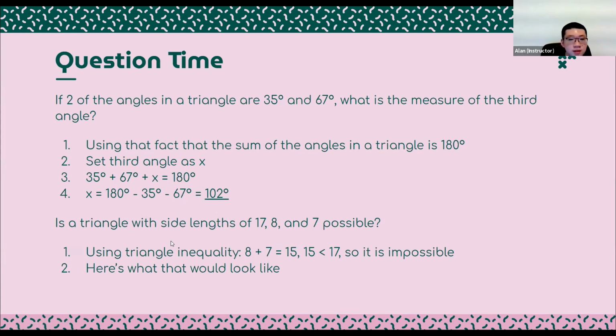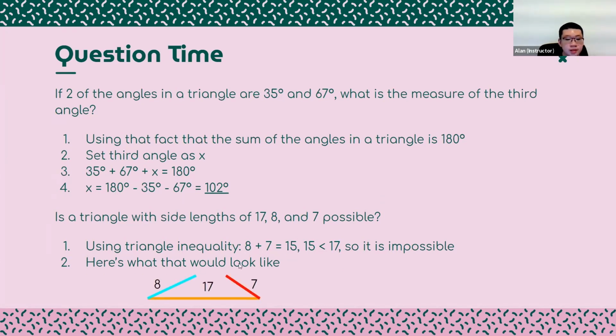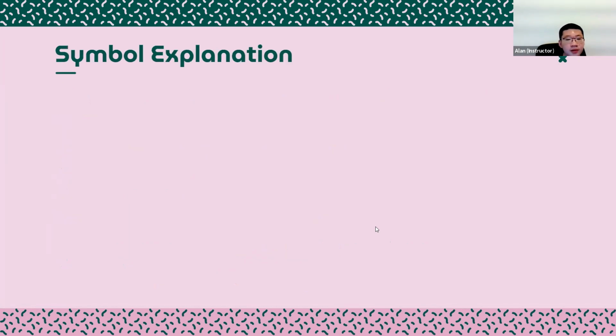And for the second one, you can just apply the triangle inequality. With side lengths of 8, 7, and 17, you get that 8 plus 7 equals 15. But 15 is less than 17, so it's impossible. If you try making a triangle, here's what it would look like, because the two sides wouldn't be long enough to join together and create a vertex. You can see on the right that that's another possible way, but neither of them makes a triangle.